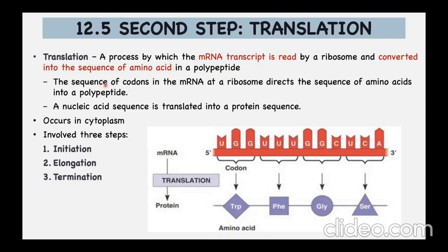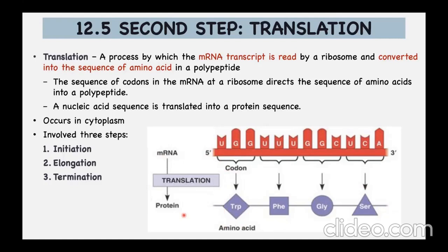Okay, the sequence of codons in the mRNA at a ribosome directs the sequence of amino acids in a polypeptide. So they are closely related, it's pairing. So the sequence of codons in the mRNA directs the sequence of amino acids in the polypeptide. So a nucleic acid sequence is translated into a protein sequence, from nucleic acid into protein.